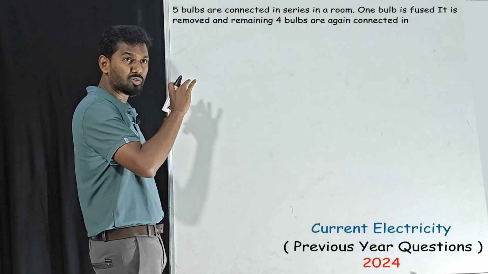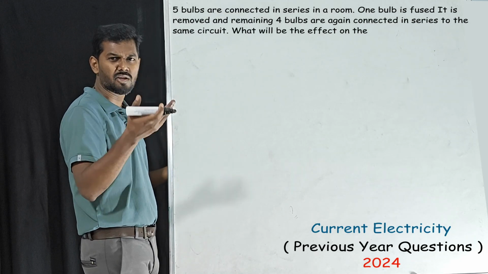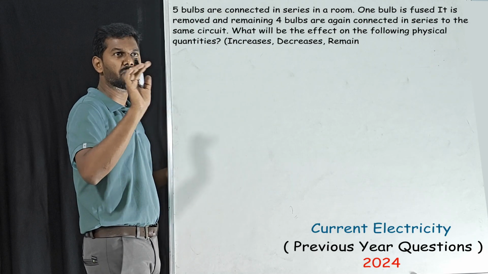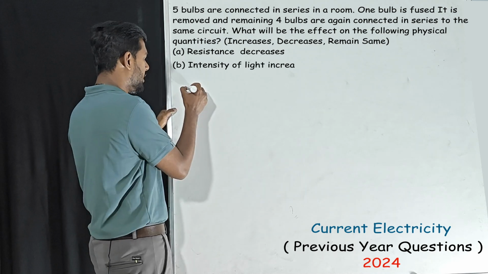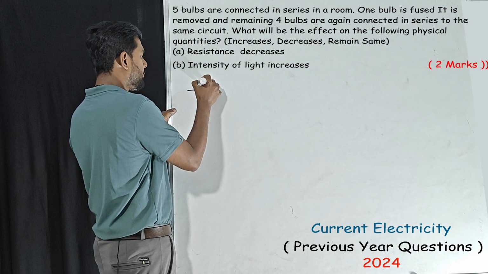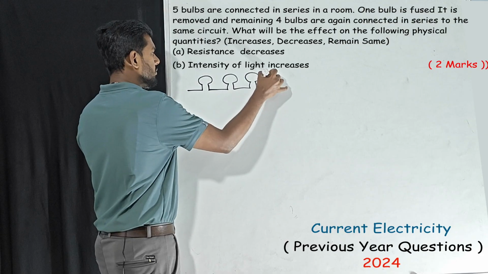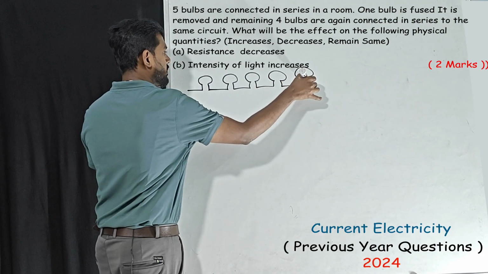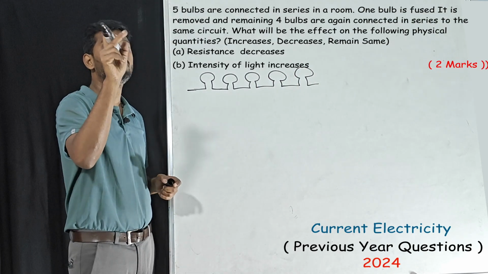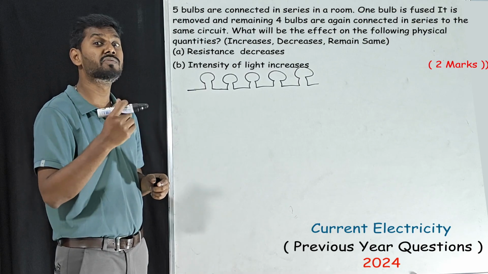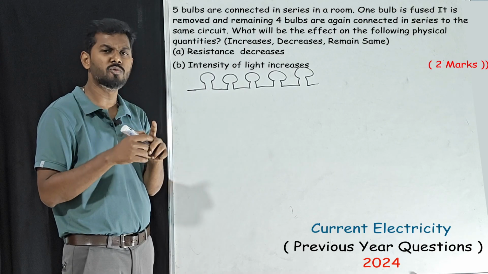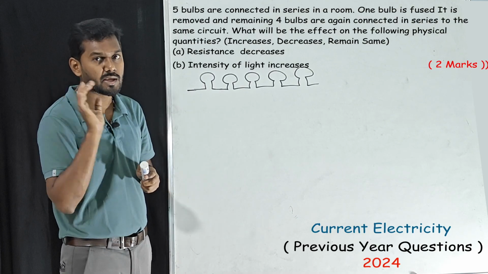Our next question: 5 bulbs are connected in series in a room. Okay, so you can draw the diagram, or you can directly go with the logic. That is okay. Many students will not understand it properly. See, 5 bulbs. Okay, now one bulb is fused. What do you mean by fused? Fused means one bulb is not working.